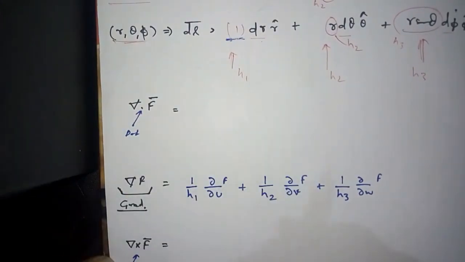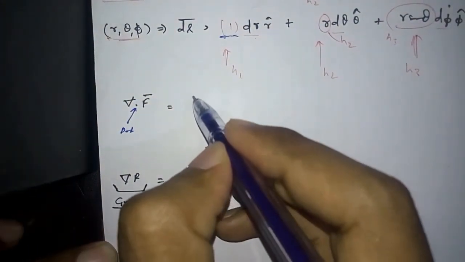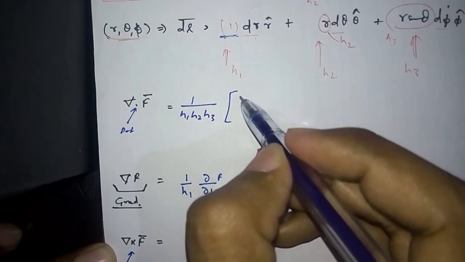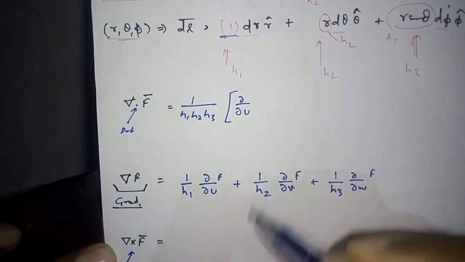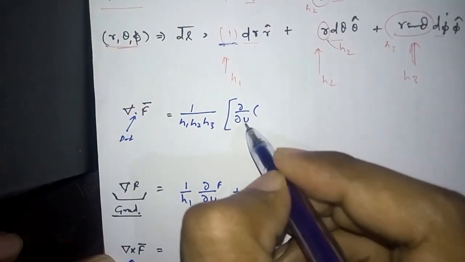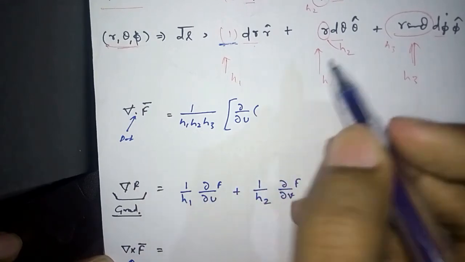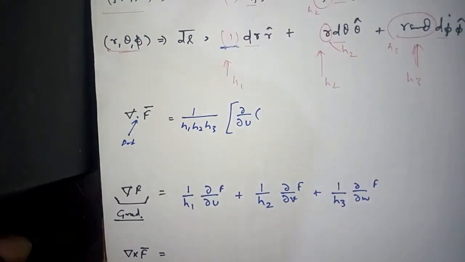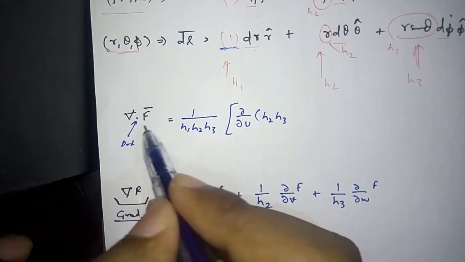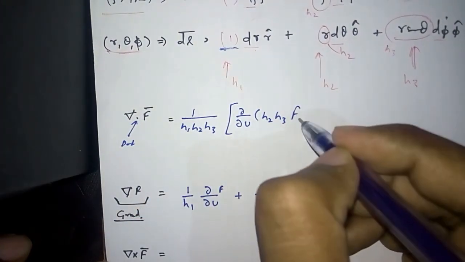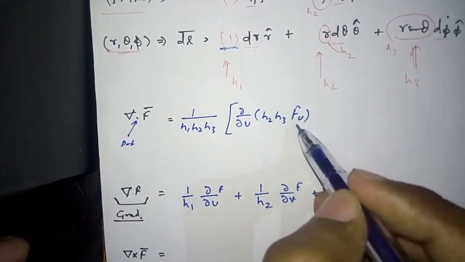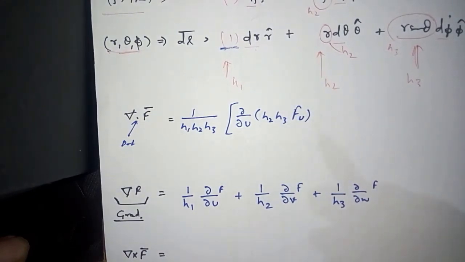So let's move to the divergence formula. In the divergence formula you have to divide by h1 h2 h3, and differentiate with respect to u first, then write the coefficient of v and w, which is h2 h3, and as this field is a vector field, you have to write fu, because this f has some component in u direction, in v direction, and in w direction also.